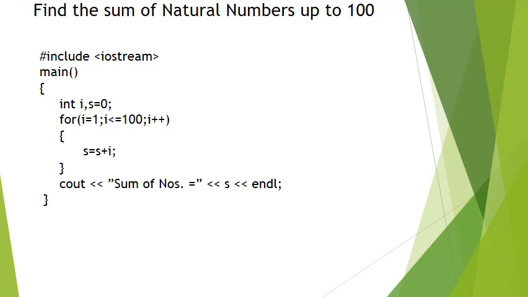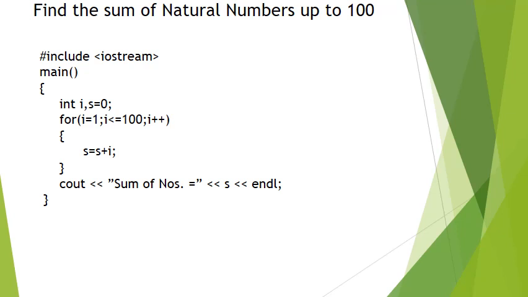We can see an example. This example program is to find the sum of natural numbers up to 100. That is, we have to find the sum of natural numbers from 1 to 100. So inside the main function, I have declared two integer variables, i and s. i is used to store the natural numbers and s is used to store the sum of natural numbers. So s is initialized as 0.